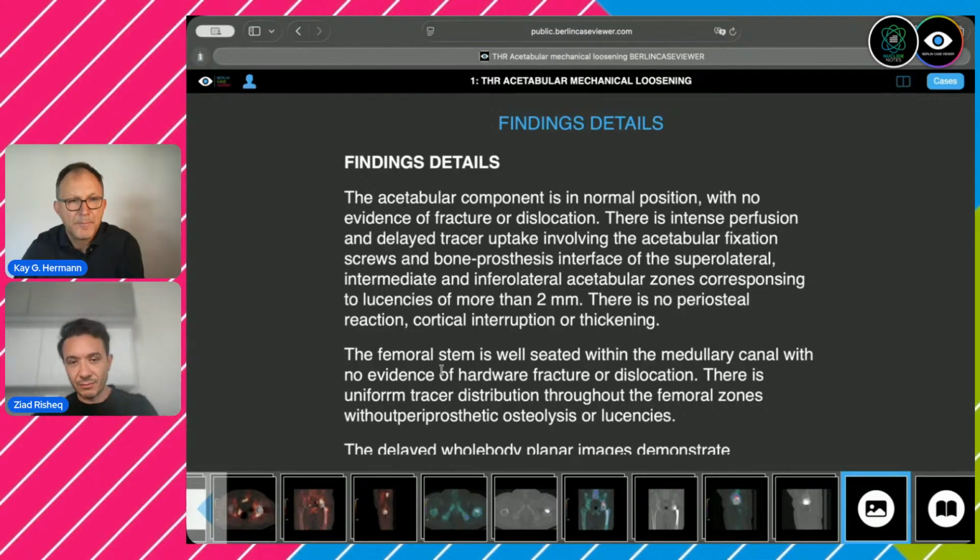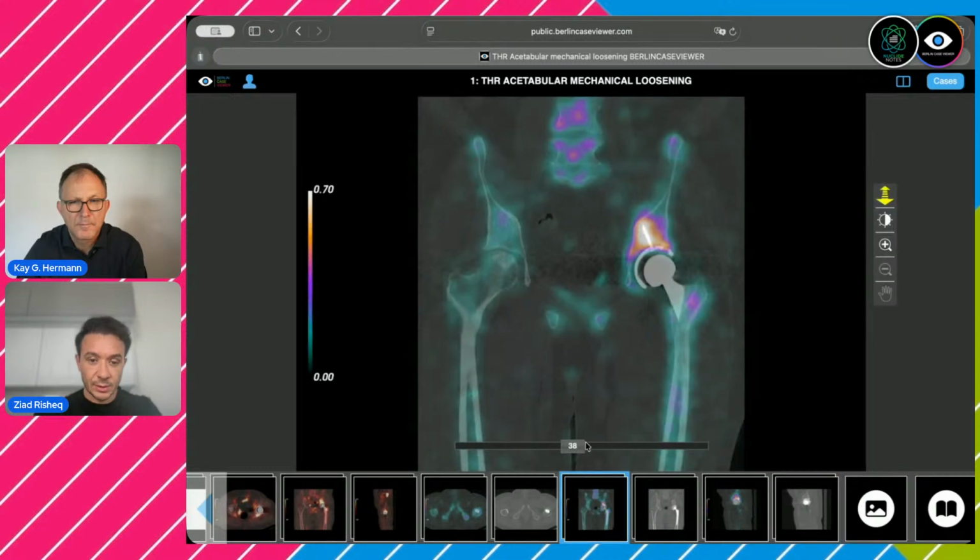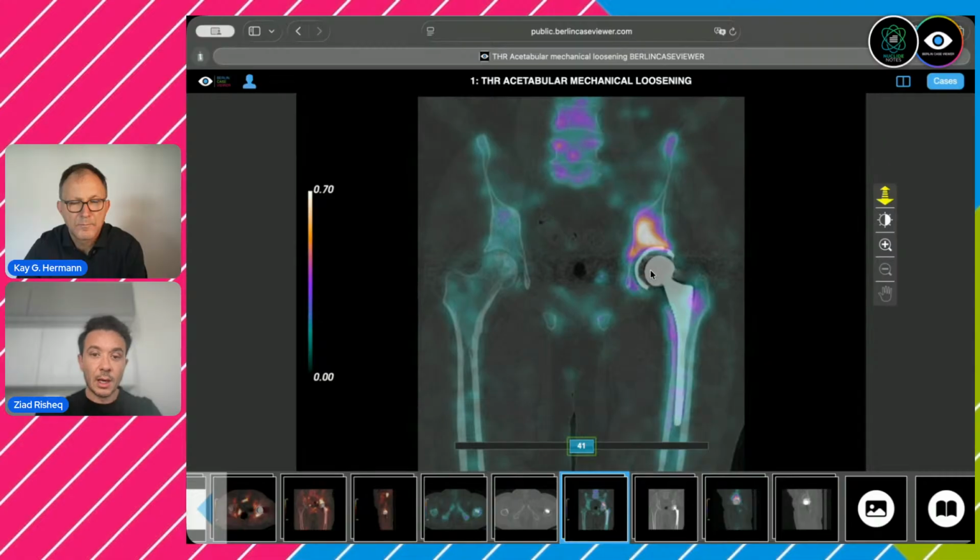So you can use this template for reporting. We have intense uptake, delayed tracer uptake involving the acetabular fixation screws and the bone prosthesis interface. And it is involving the superolateral, intermediate, and inferolateral acetabular zone. Let's take a look at that. So again, if we divide the acetabular region, if we draw a perpendicular line over the center over here and another horizontal line over here.